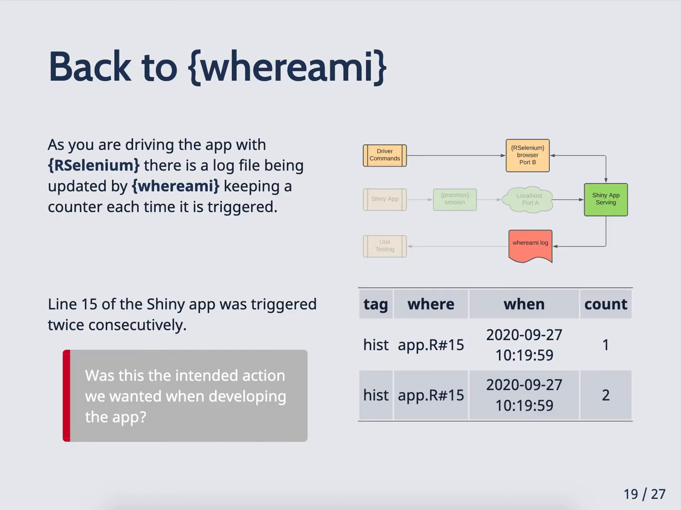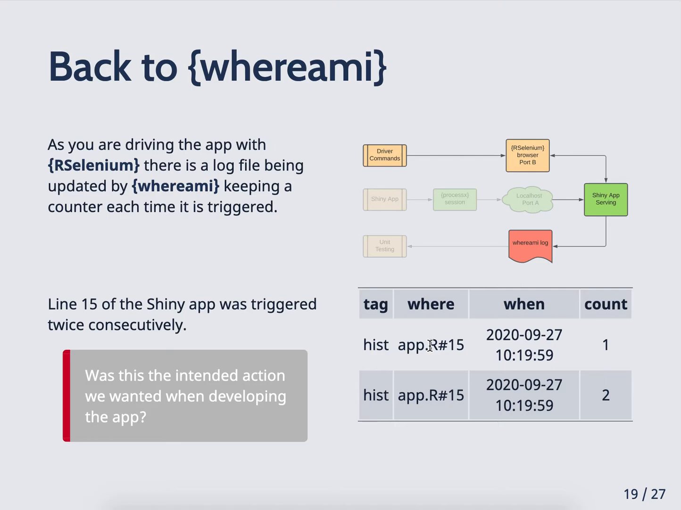So back to whereami. As you're driving the app with RSelenium, there's a log file that's being updated by whereami and keeping a counter for each time it's triggered in the app. So here you're passing commands, the log file is being updated. So in the case of our app, when we first initialized it and it invalidates itself, line 15 is being triggered twice in a row in the app.